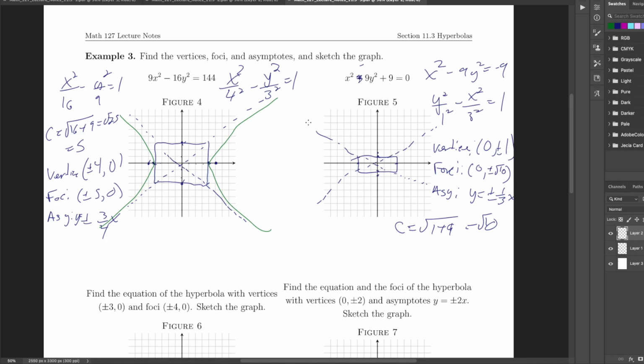So this one's pretty wide. Comes in, comes back out. Comes in, touches the vertex, and then comes back out. Alright, so let's work backwards for a second.